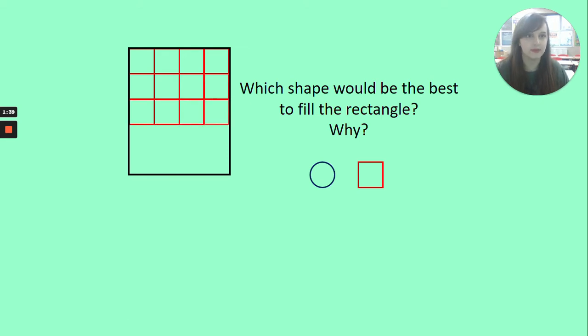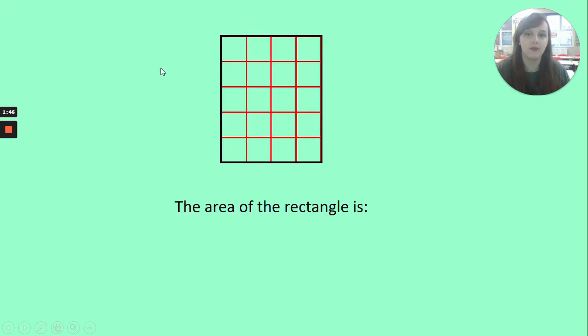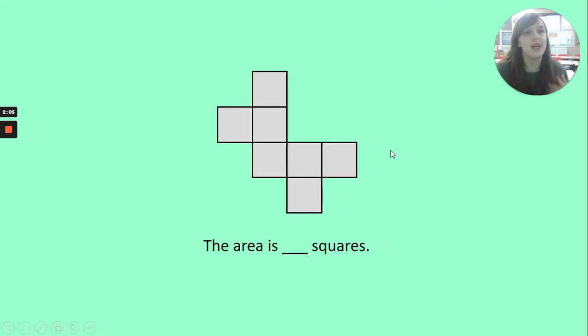But if we use the squares to fill up our rectangle, they fit really neatly, there's no gaps in between. And we can count them up to find the area. So let's count these together. We've got 1, 2, 3, 4, 5, 6, 7, 8, 9, 10, 11, 12, 13, 14, 15, 16, 17, 18, 19, 20. The area of the rectangle is 20 squares. Easy peasy. Here's another shape. We can see it's made up of squares, ready for us to count them to find the area.